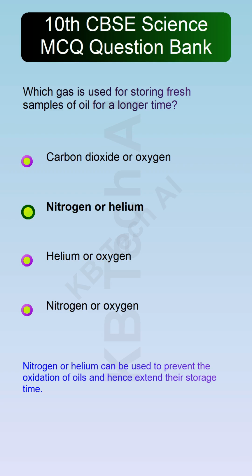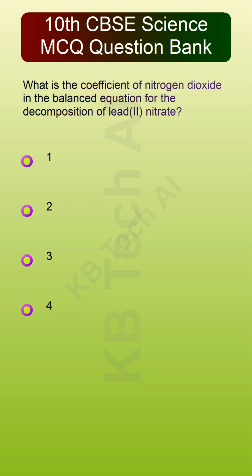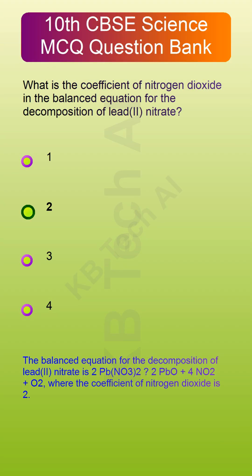The answer is option 2, nitrogen or helium. What is the coefficient of nitrogen dioxide in the balanced equation for the decomposition of lead(II) nitrate? Option 1, 1. Option 2, 2. Option 3, 3. Option 4, 4. The answer is option 2, 2.